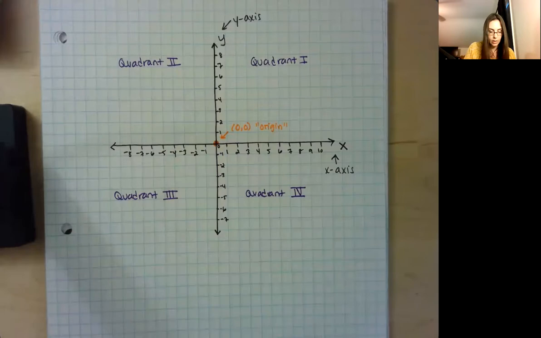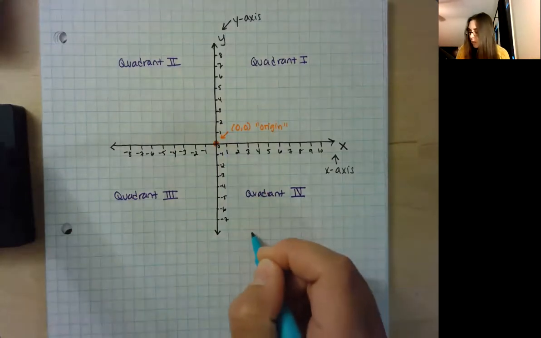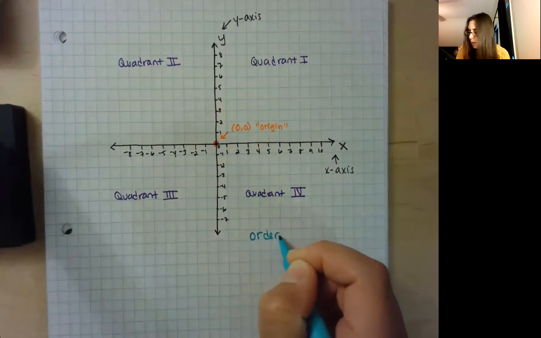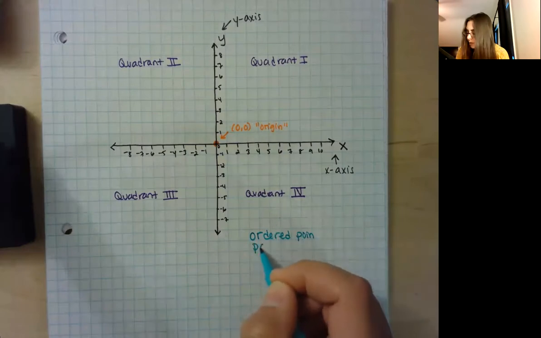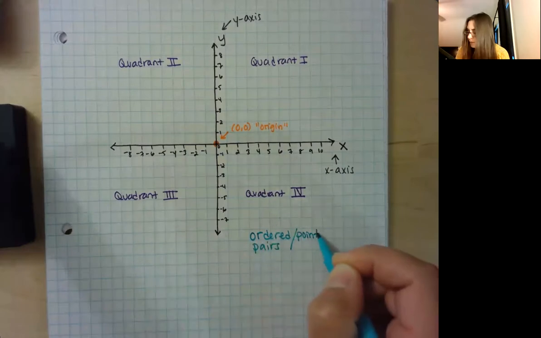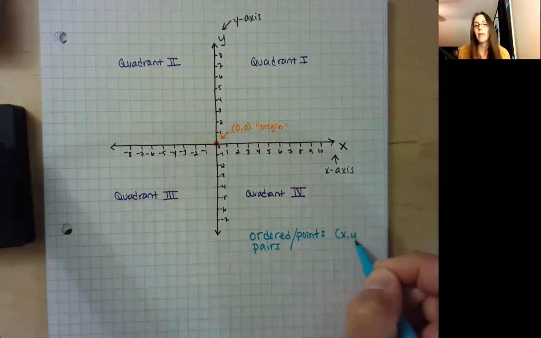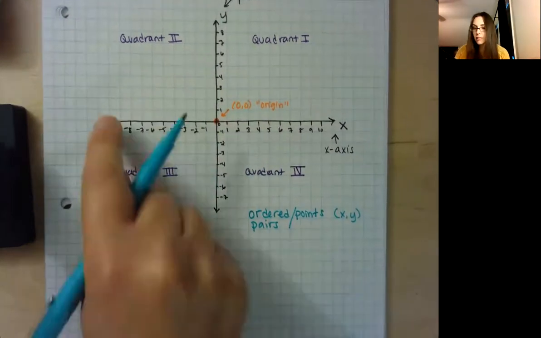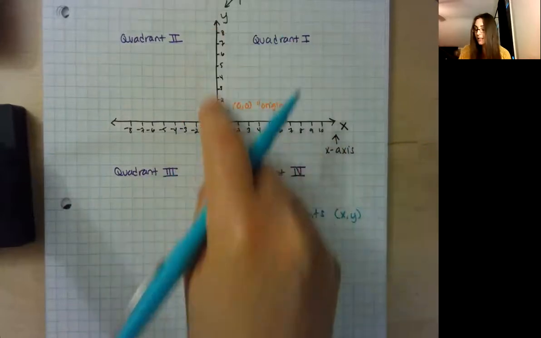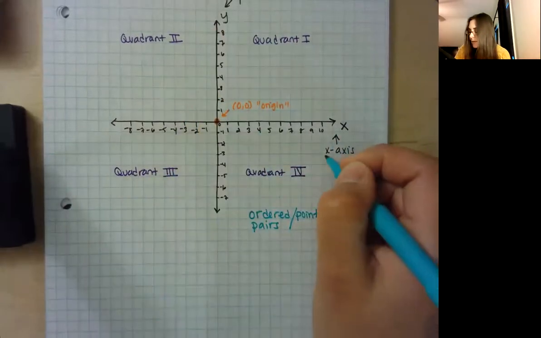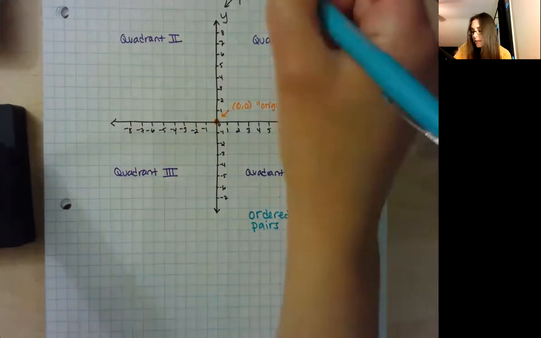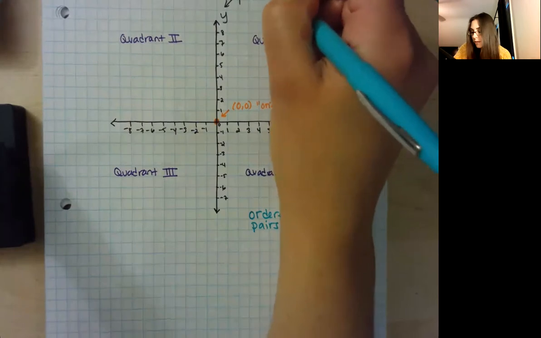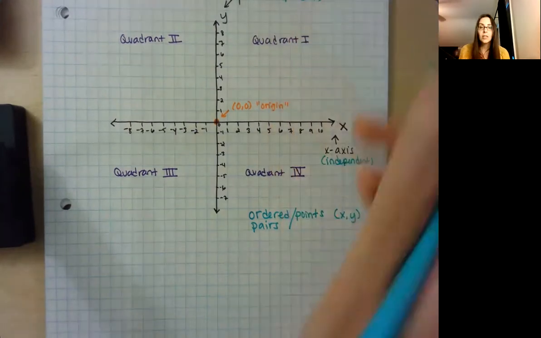All right, let's use a different color. What I mentioned before is we do have what are called points, or more formally, ordered pairs. Like I said before, they're typically of the form (x, y), so they give you this axis first and then this axis second. Your x-axis is typically called your independent axis, and your y-axis is typically your dependent axis, just as a little side note.